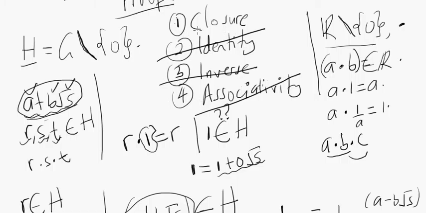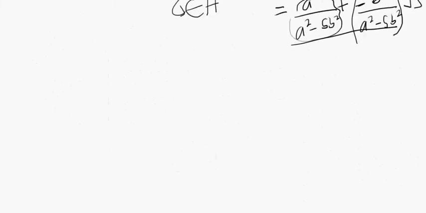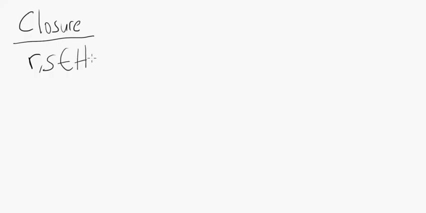Our main task now remains to prove closure, right? How do you prove closure? That's our main challenge here. Well, what does closure mean again? It says if I pick R and S, if R and S are elements of H, then it must be true that R times S is also an element of H, for any R and S. That's what we're trying to prove. So let's actually show this.